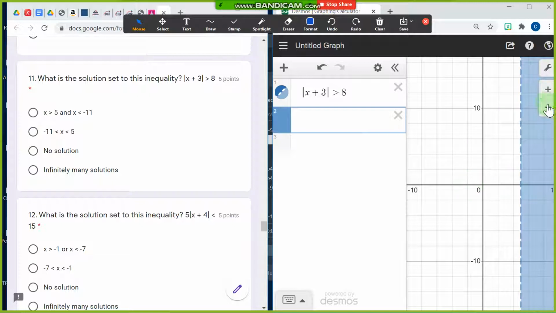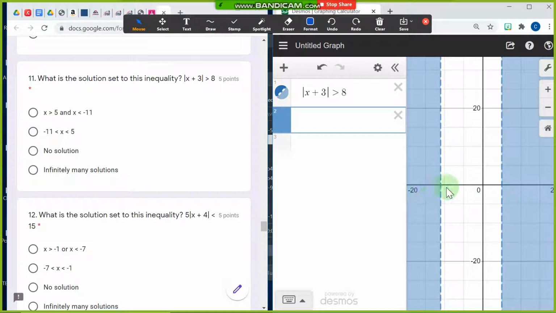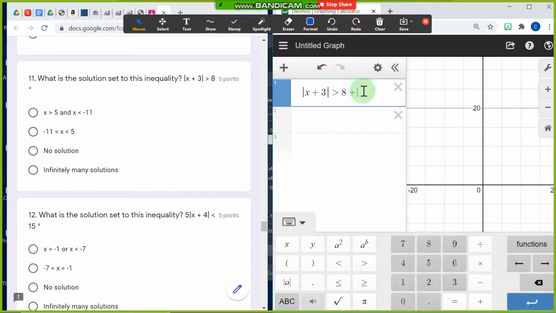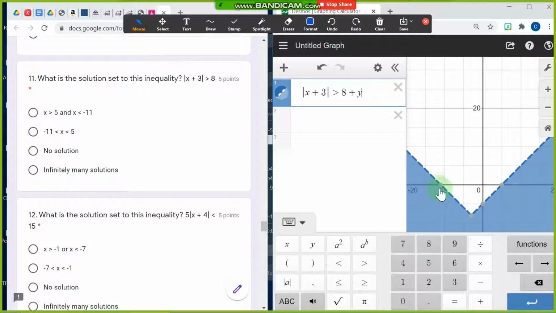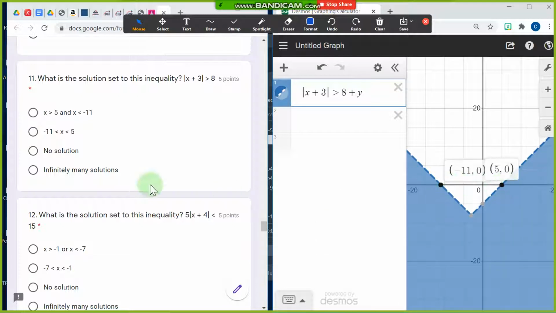We can see that we have two zeros here, one at negative 11. Now, again, if you want to see the zeros, you can click on them. Negative 11 and 5. Same numbers we have over here.